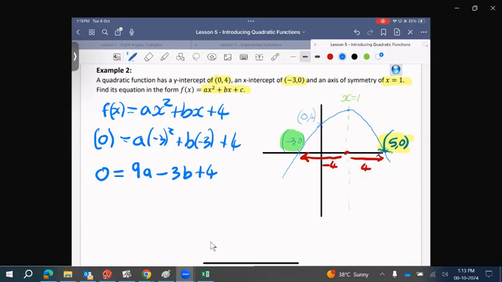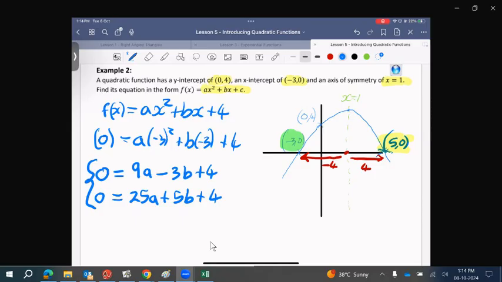Pay attention. What would the equation be if I put 5, 0 in? What's the y value? 0. What's 5 squared? 25. So now we have an equation system.